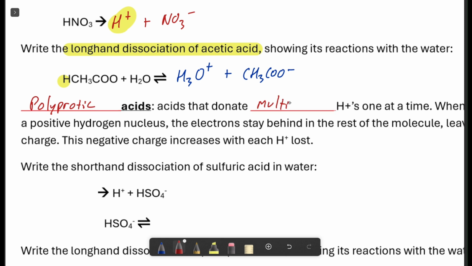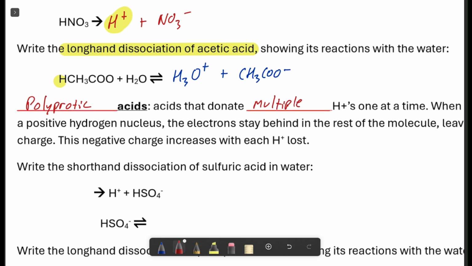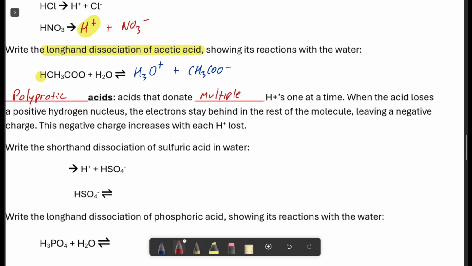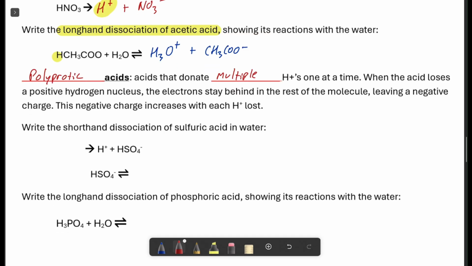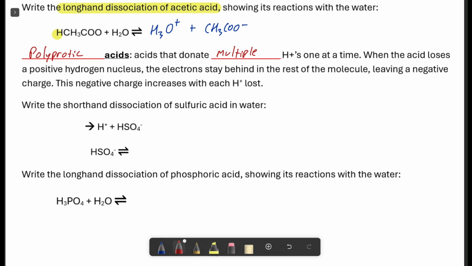Polyprotic acids. Acids that donate multiple H plus ions one at a time. When the acid loses its positive hydrogen nucleus, the electrons stay behind in the rest of the molecule. It's still leaving a negative charge. So every time I lose an H plus, I'm going to increase in the negative charge. So let's write a shorthand dissociation of sulfuric acid in water. What is sulfuric acid?